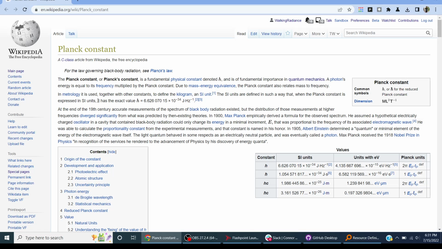A photon's energy is equal to its frequency multiplied by the Planck constant. Due to the mass-energy equivalence, the Planck constant also relates mass to frequency. And this is actually how mass is defined. Here in metrology, it is used together with other constants to define the kilogram and SI unit.